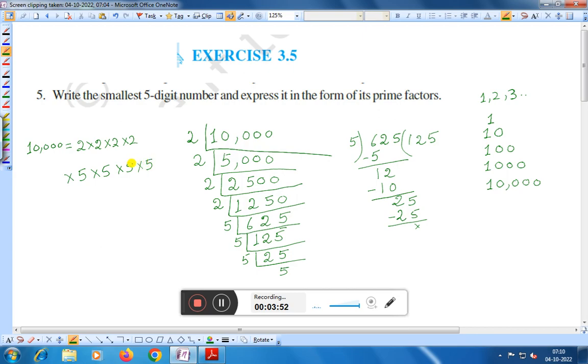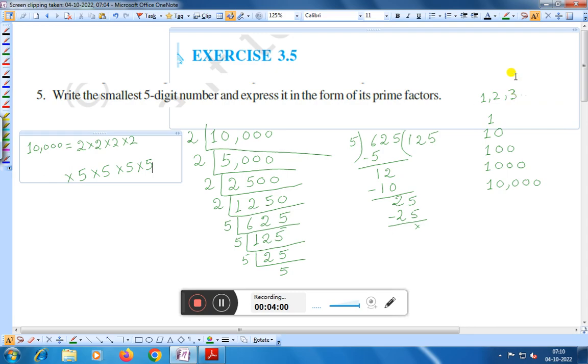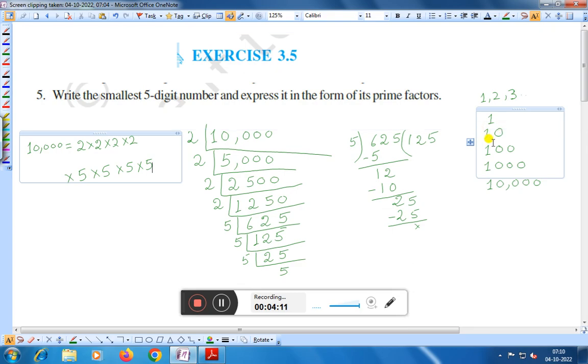Again, we are repeating: write the smallest 5-digit number and express it in the form of its prime factors. Right? If we take natural numbers starting from 1, the smallest 1-digit number is 1. The smallest 2-digit number is 10. The smallest 3-digit number is 100. The smallest 4-digit number is 1000. The smallest 5-digit number is 10,000.